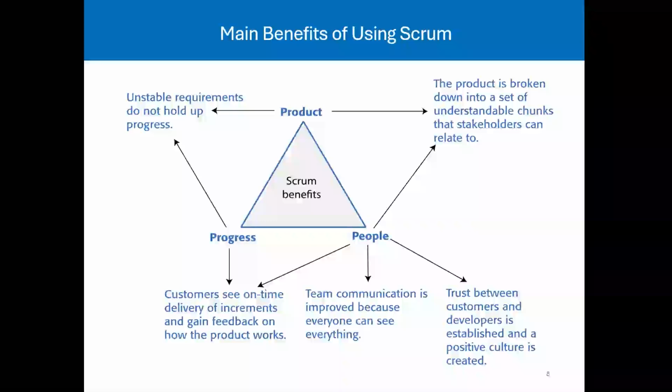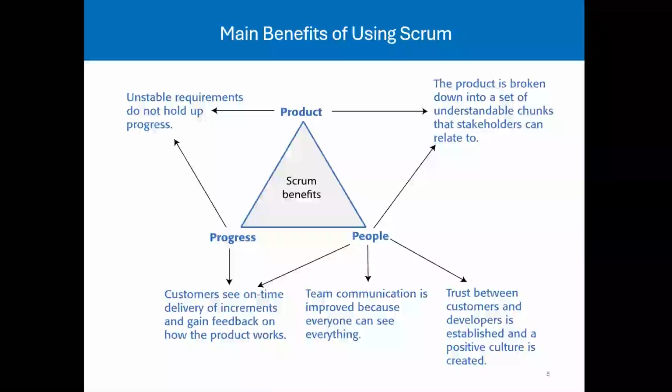In the product section, Scrum breaks the product down into small, understandable chunks. So these chunks are typically defined in the product backlog and delivered incrementally through sprints. This approach allows stakeholders like customers or product managers to better understand and provide feedback on what's being built. Instead of seeing the product all at once at the end, stakeholders are involved throughout the process, which builds clarity and confidence.